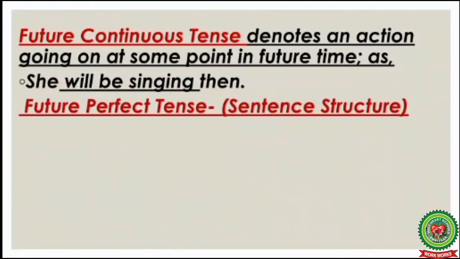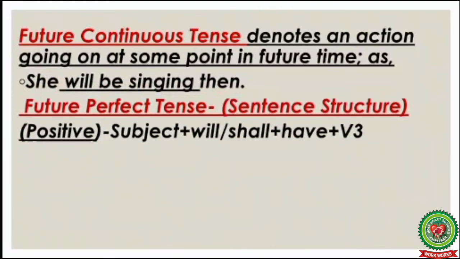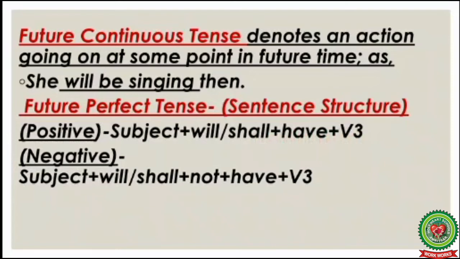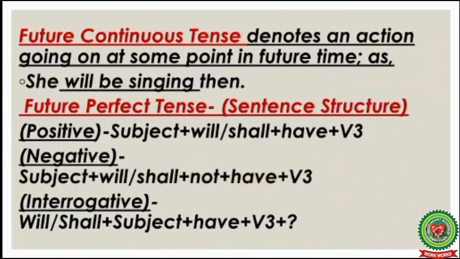Now, let's quickly recapitulate the sentence structure of future perfect tense. In positive sentence, the structure is subject plus will or shall plus have plus past participle form of the verb. In negative sentence, the structure is subject plus will or shall plus not plus have plus past participle form of the verb. In interrogative sentence, the structure is will or shall plus subject plus have plus past participle form of the verb followed by the question mark.